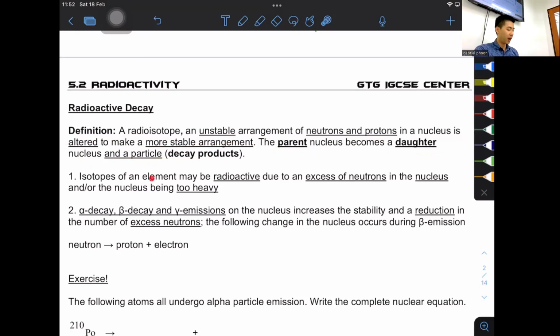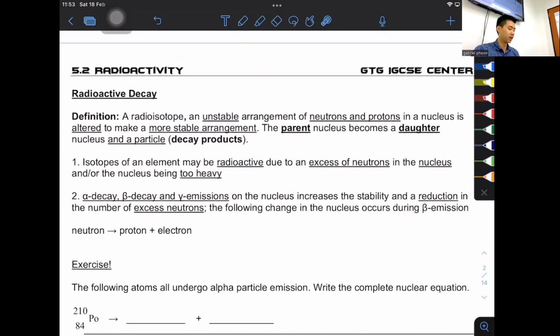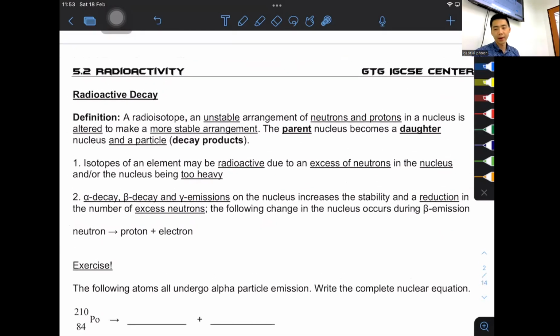Isotopes of an element may be radioactive due to the excess of neutrons in the nucleus, being too heavy. Like I just said, a neutron converts into a proton. Alpha, beta, and gamma decay of the nucleus increases the stability through a reduction in the number of excess neutrons, literally neutrons turning into protons. The following change in the nucleus occurs during beta emission: a neutron changes into a proton plus an electron. Okay, copy this down and then start doing the exercises at the bottom. Right now.